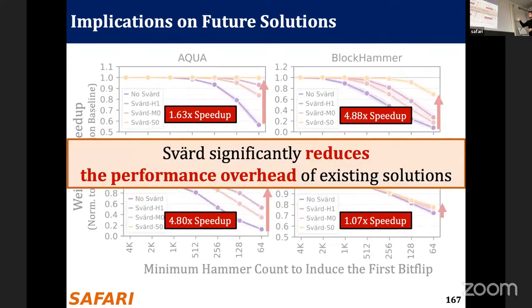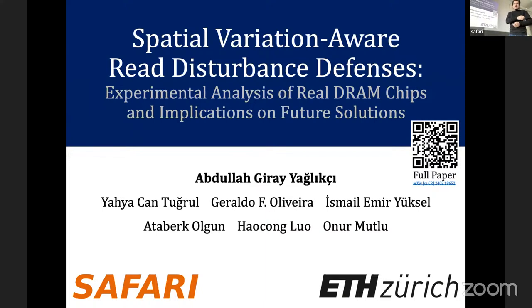And the paper analyzes SWERD over different RowHammer mitigation techniques. And the conclusion is that it significantly reduces the performance overhead of existing solutions. And you can find more details at that link over there that will lead you to the paper.